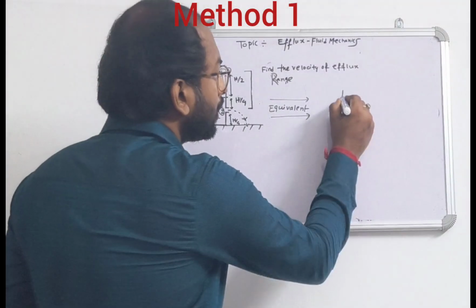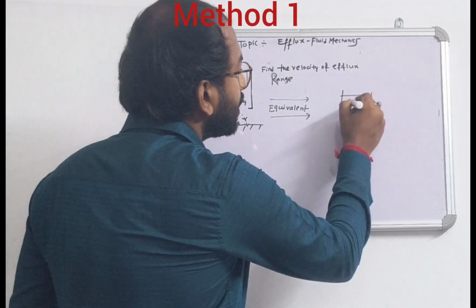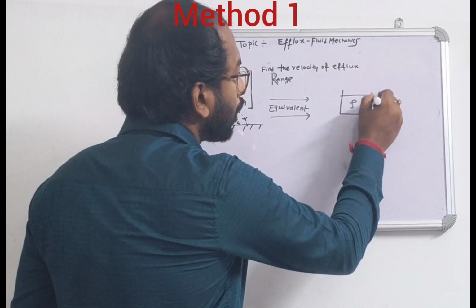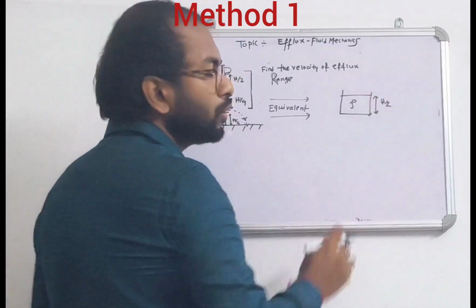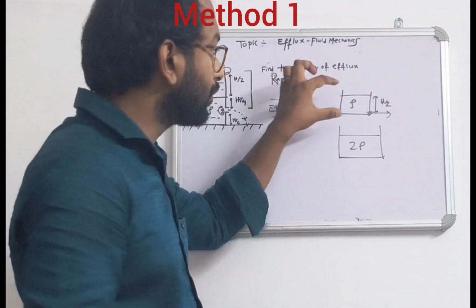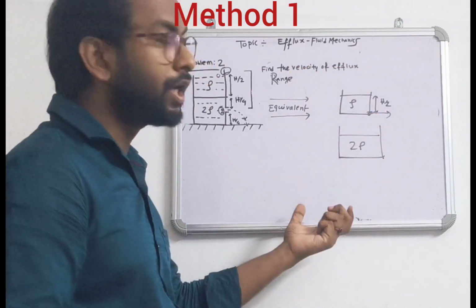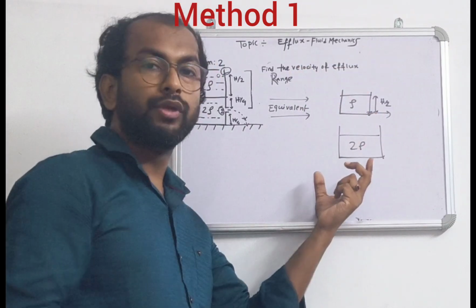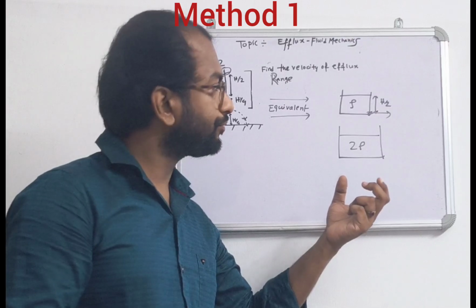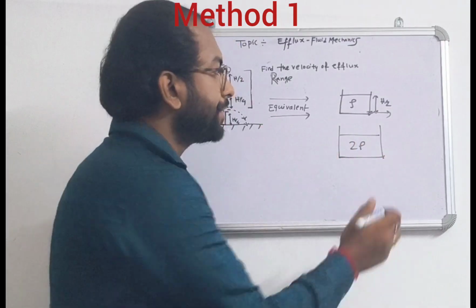So if rho density liquid is having column height of h by 2, how to convert the density of rho liquid which is having h by 2 column height? What will be the equivalent height if we fill with 2 rho density liquid? See, there is an easy trick.